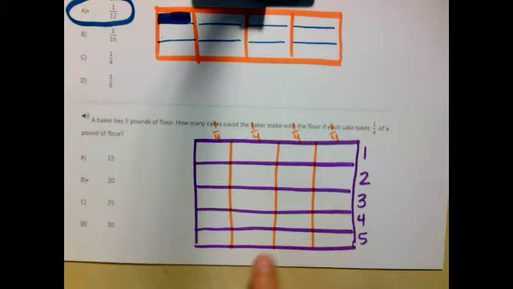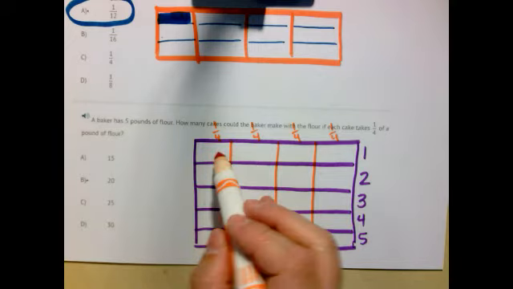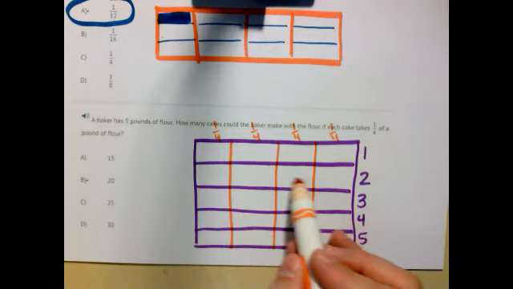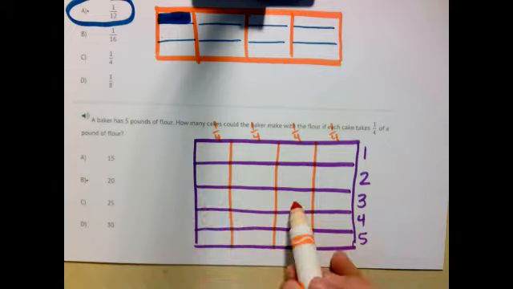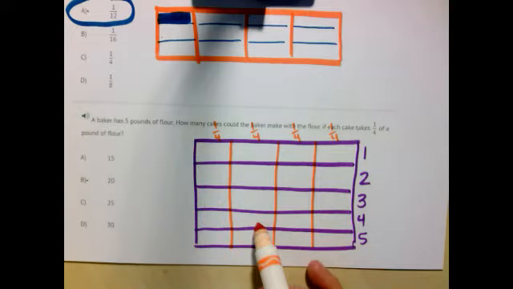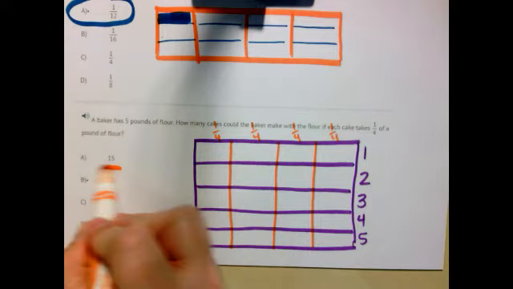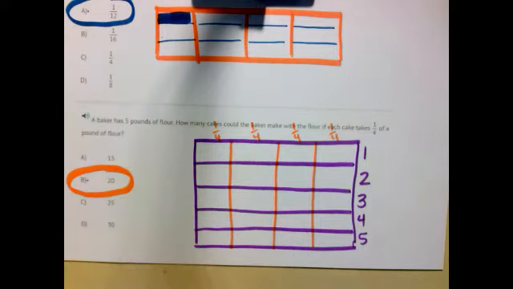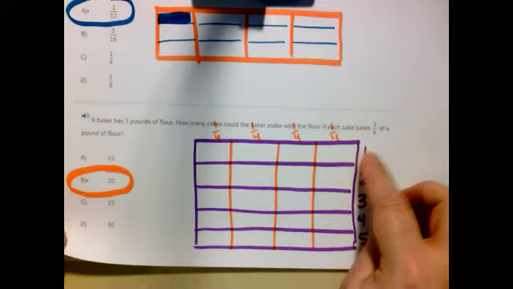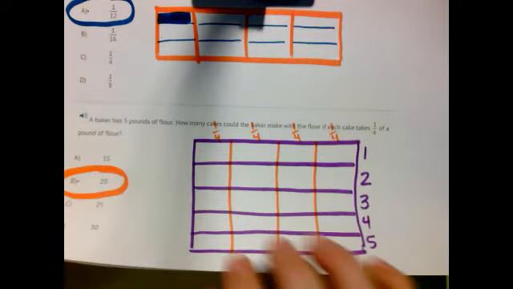So how many pieces do I have now? If I start counting here, 1, 2, 3, 4, 5, 6, 7, 8, 9, 10, 11, 12, 13, 14, 15, 16, 17, 18, 19, 20. I can make a total of 20 cakes by splitting each pound of flour into a fourth, and then I knew I had 5 pounds. Okay.